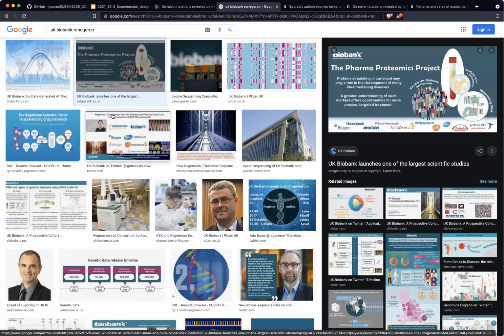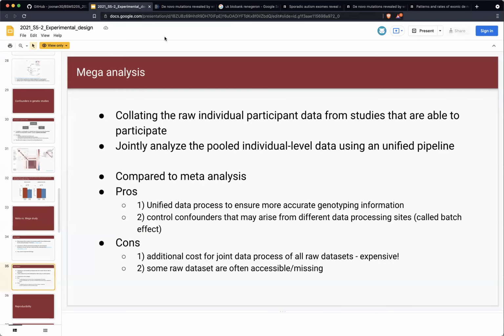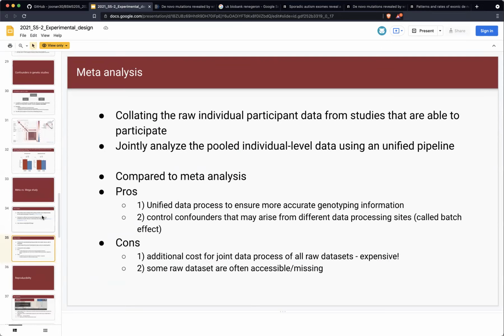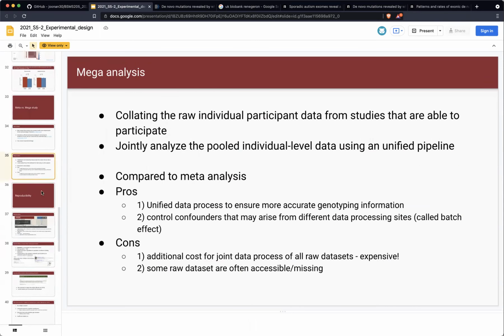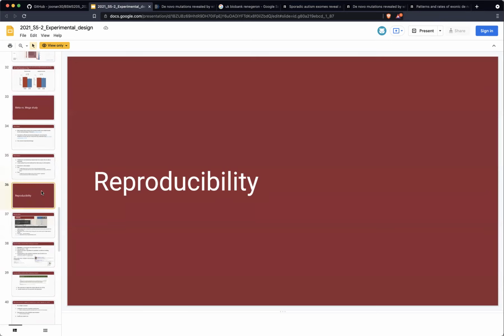So if you are considering a career in data science or genomic research in your future, then be in a group doing mega analysis, and also grab a chance to do some mega analysis in your career. That's why I introduced the two different concepts, meta and mega analysis, in the more recent trend. Okay, so another consideration for the experimental design is reproducibility, right?